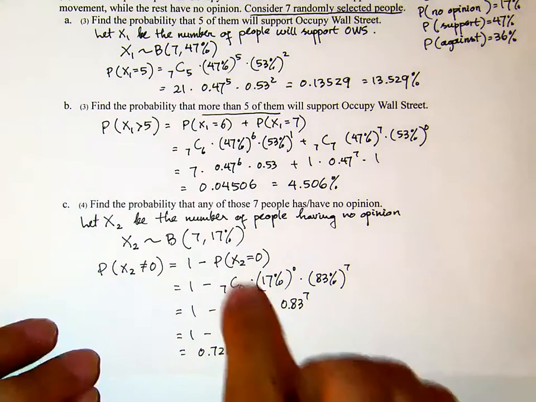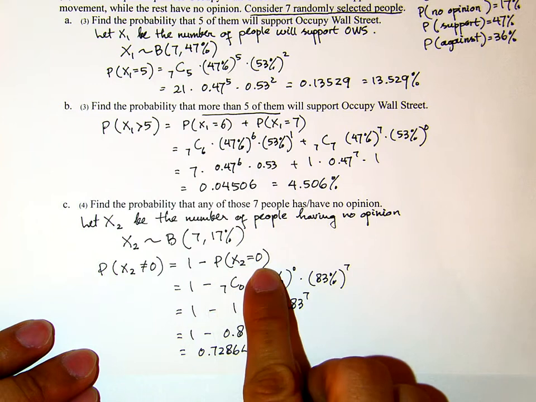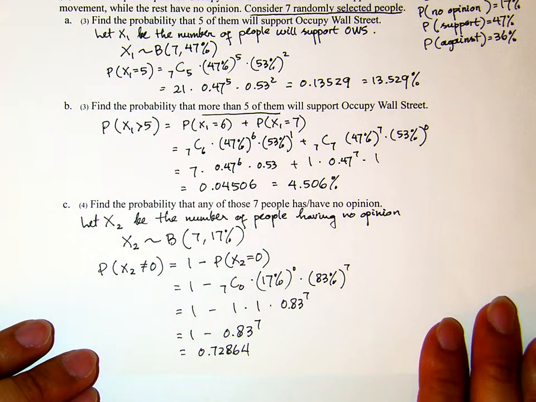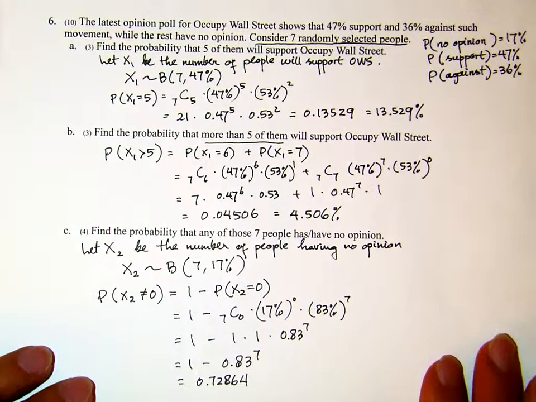The probability of this to happen means nobody has no opinion. You will see that's actually pretty low. This is for 2011 Math 21 Test 3 number 6.